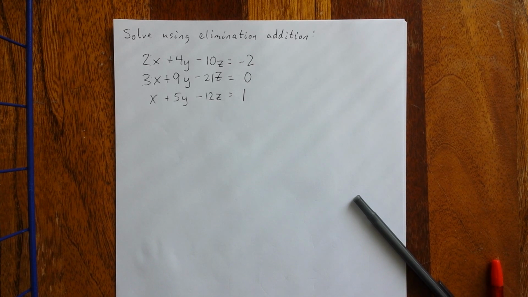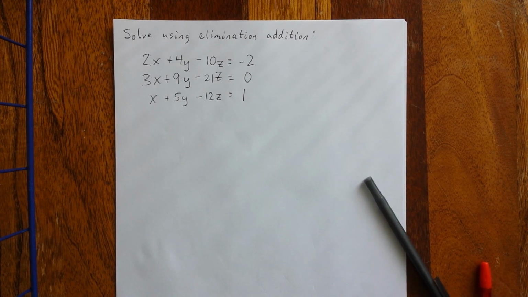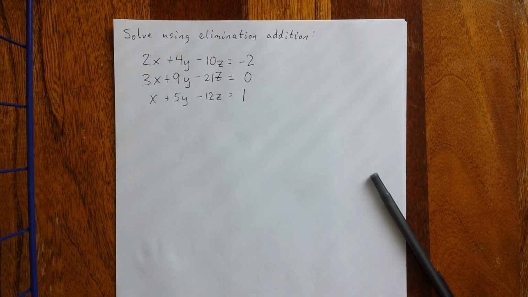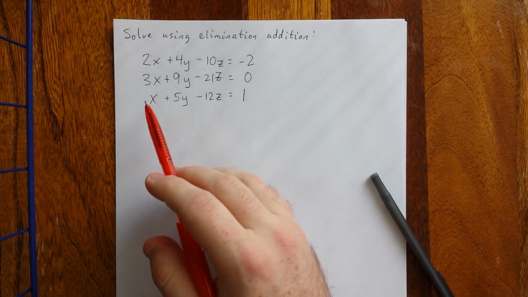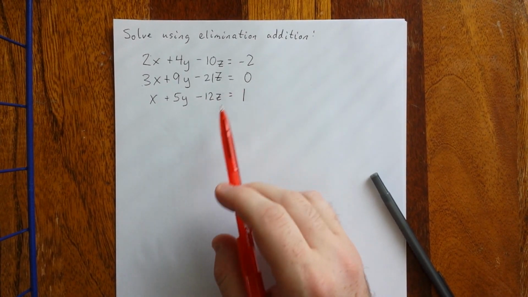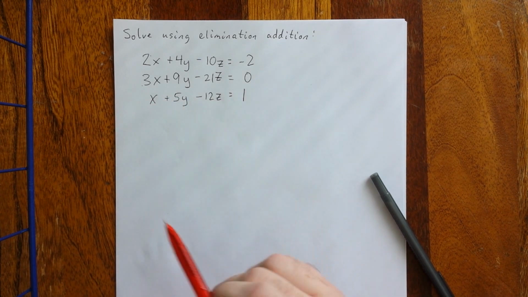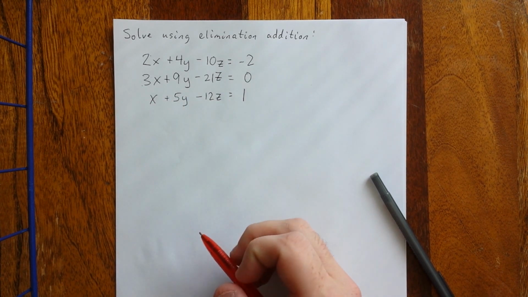Today we are going to be solving systems of linear equations, specifically three equations with three variables. So today we have 2x plus 4y minus 10z is equal to negative 2, 3x minus 9y minus 21z is equal to 0, and x plus 5y minus 12z is equal to 1.